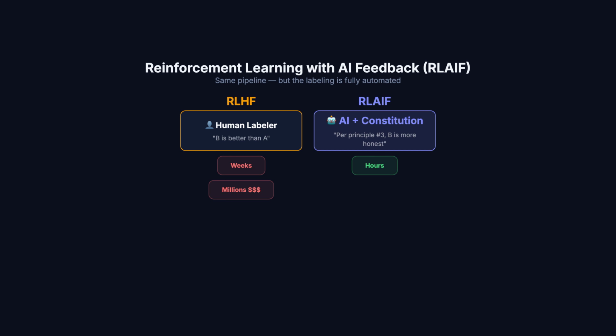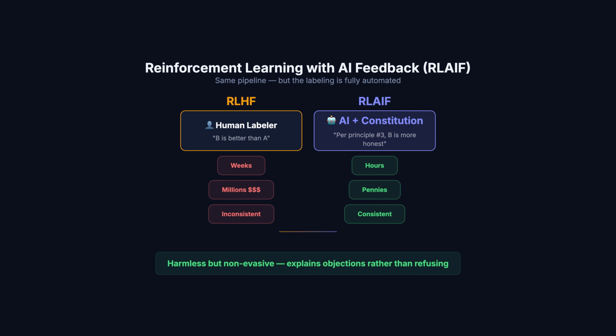The numbers are dramatic. What took human teams weeks now takes hours. What cost millions costs pennies. And critically, AI labeling is consistent. It applies the same principles to every comparison, every time. No inter-annotator disagreement. No cultural bias. No fatigue. The result: models that are harmless but non-evasive. They explain their objections rather than simply refusing.